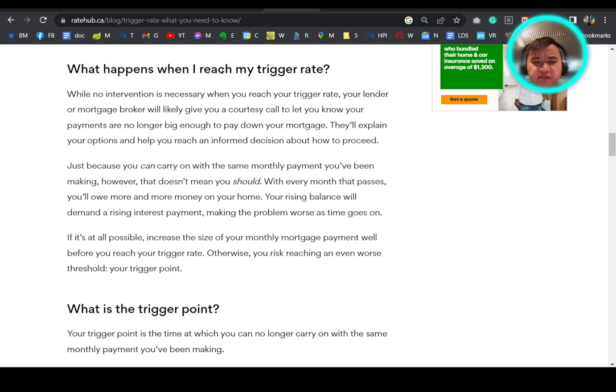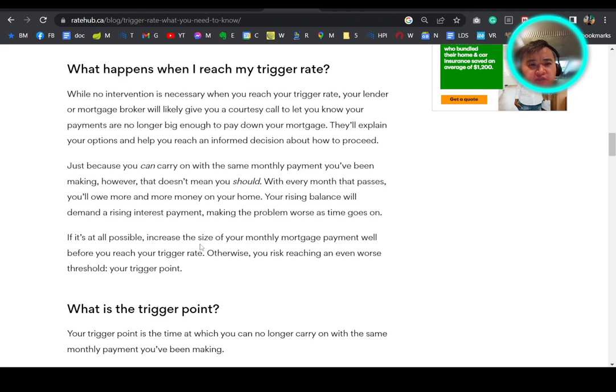And now here's the main difference between trigger rate and trigger point. When you reach trigger rate, there's no intervention necessary. There's no action you need to take. But when you reach a trigger rate, usually your lender will reach out to you to give you a warning that we're reaching trigger point soon. And I'll explain what that is later. But at trigger point, there will be a mandatory action.